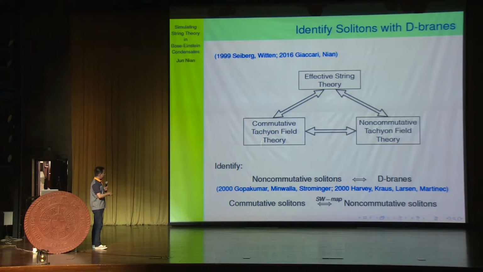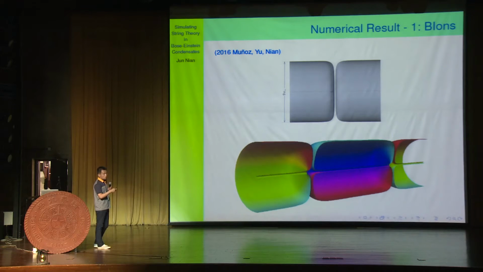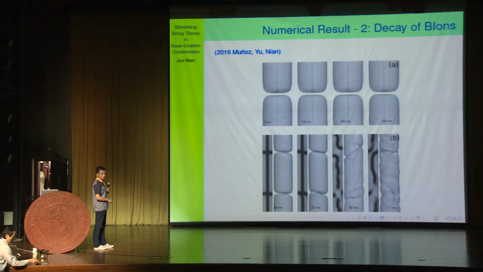And we use the non-commutative geometry to test the idea, and we can identify the soliton solution as the soliton in the non-commutative Tachyon field theory, and the D-brane is a soliton solution in effective string theory, and the non-commutative soliton is identified with D-brane based on the previous work. Due to lack of time, I just show you some numerics. So this is D-brane, or the dark soliton. This is vortex line. So it's a realization of BIon. And we also study the decay of this configuration.